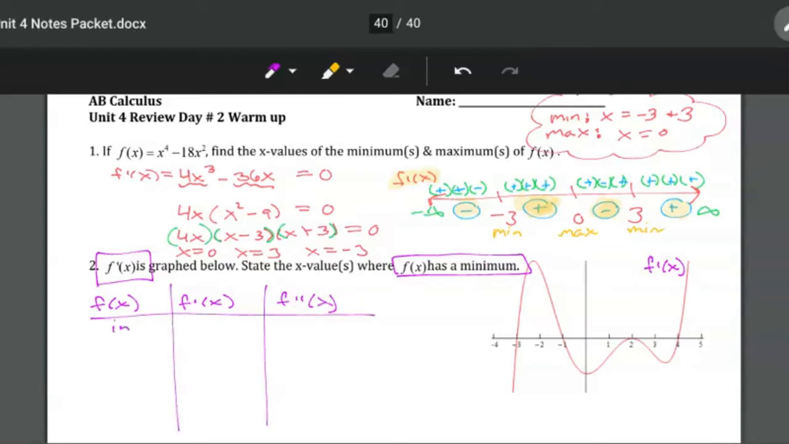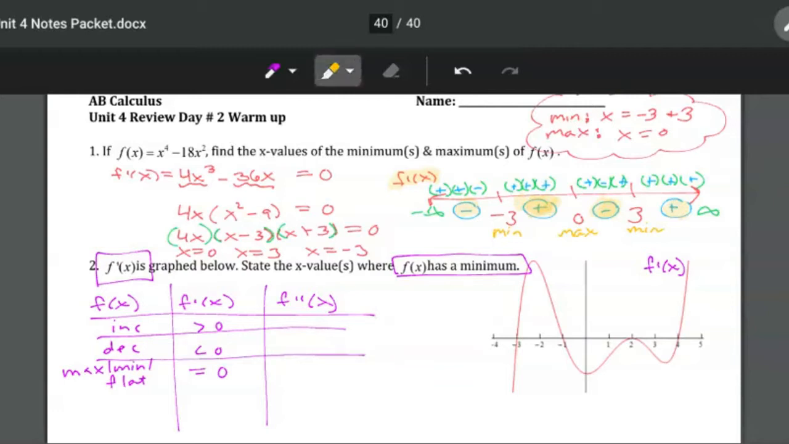Remember that. Increasing, decreasing, max, min, flat. All right. When your original function is increasing, derivative is greater than 0. Decreasing, less than 0, equal to 0. That's probably the only part of the chart you need. But basically, we're asking for where does f have a minimum? Well, f has a max, min, or flat, one of those 3, when the derivative equals 0.